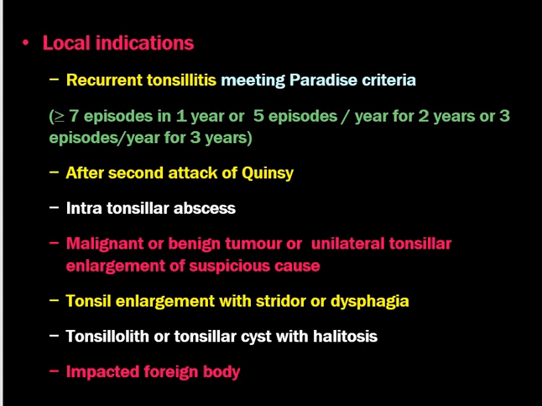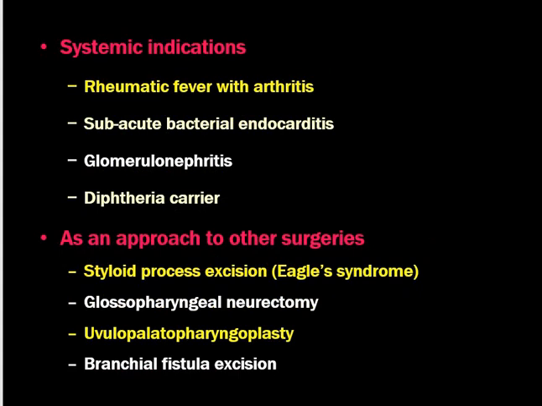Intertonsillar abscess, if we cannot drain the abscess, then the patient has to undergo tonsillectomy. In children, when the tonsils are enlarged, leading to obstructive sleep apnea syndrome or repeated mouth breathing, these are indications for tonsillectomy. Tonsillolith or tonsillar cyst with halitosis may be an indication for tonsillectomy. When there is an impacted foreign body in the tonsil and that cannot be removed, we can do tonsillectomy for that purpose also. Systemic indications are rheumatic fever with arthritis, subacute bacterial endocarditis, glomerulonephritis, and diphtheria carriers.